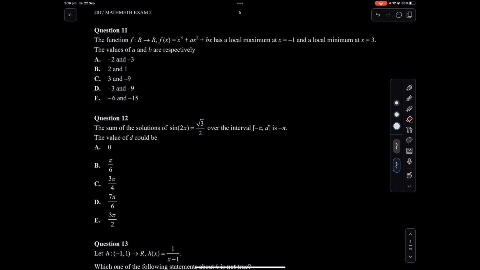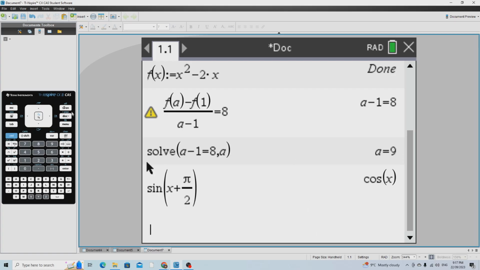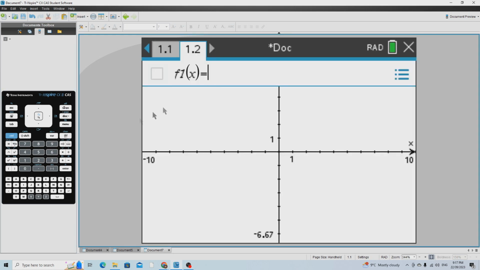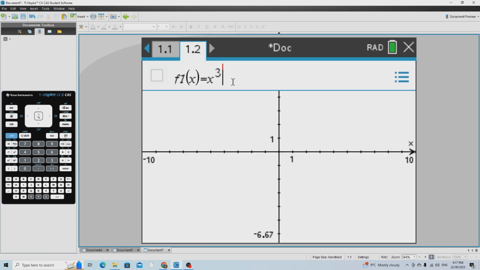Question 11. The function this has a local maximum at this and a local minimum at x equals 3. The values of a and b are respectively what? I'll just use my calculator for this one. Go and graph and pretty much draw this. Let's sketch this over here.